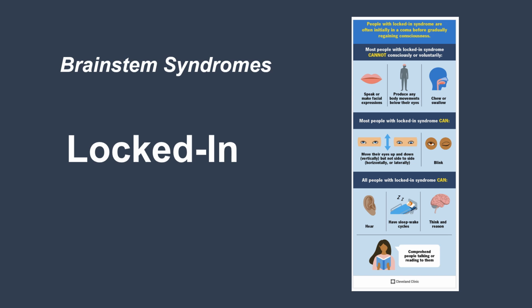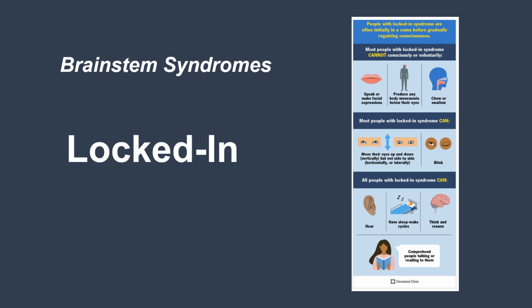Anatomy. The primary site of damage in locked-in syndrome is the ventral pons. The pons is part of the brainstem and is involved in several critical functions, including motor control, sensory processing, and relaying information between the cerebrum and the cerebellum.